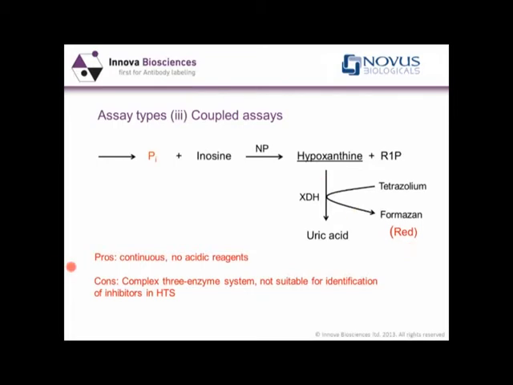Pros of this assay is that it's continuous. You could put all of these components in a single cuvette in a spectrophotometer, and if you were hooked up to a chart recorder, you could see the development of the color in real time. There are also no acidic reagents. Cons of this approach is that you have a very complex 3-enzyme system. So it's not suitable for identification of inhibitors in high-throughput screening because there are 3 potential targets there.